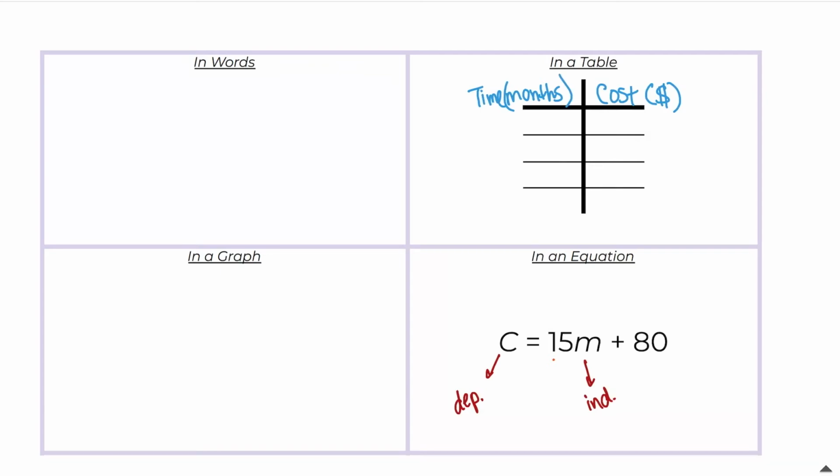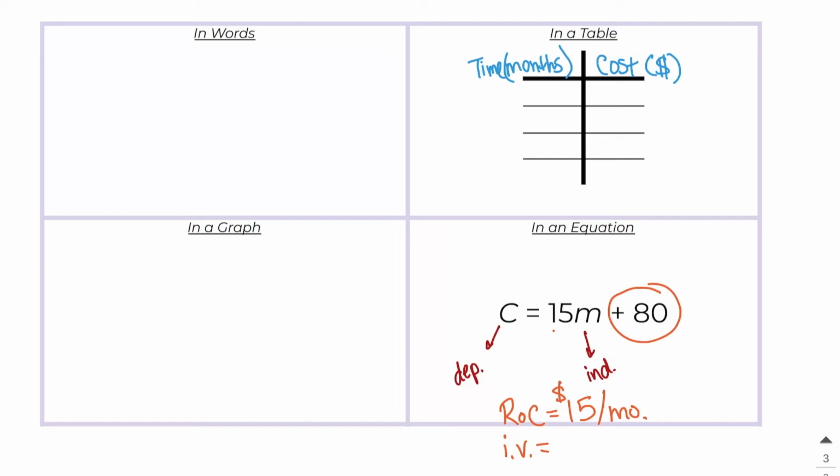Awesome. So now our rate of change, according to our equation, is equal to this 15. How do I know that's our rate of change? Because this says 15 for every M. And anytime we hear "for every" anything at all, this is your rate of change. So we'll say this is $15 for every month. All right. And then our initial value is going to be equal to whatever is added on here. So this is going to be $80. So this is our initial value.